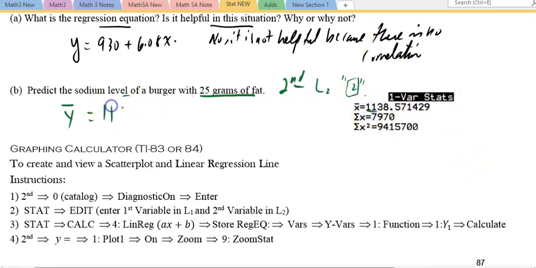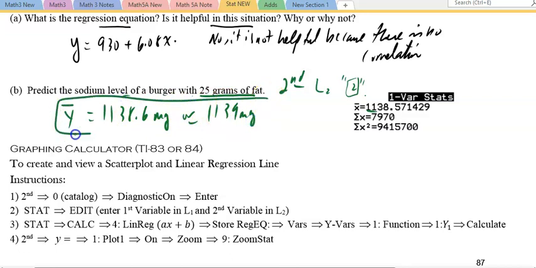So the average is 1,138.6 milligrams. Or you could say, if you want, 1,139, that's okay. So we use the average for any of those. And that's pretty much it. Why are you doing that? Because there is no linear correlation.